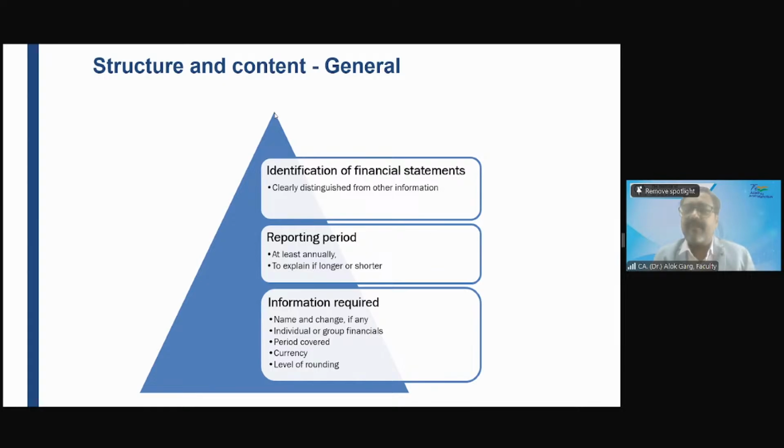So friends, if I compare Ind AS with accounting standards, Ind AS are very meticulous standards. Meticulous means very specific, very clear, very detailed. And Ind AS 1 says that in a publication, or a series of documents, your financial statement should be clearly identified and clearly distinguished from other information. In an annual report, where there are a lot of reports and sections, your financial statement section has to be clearly called out.